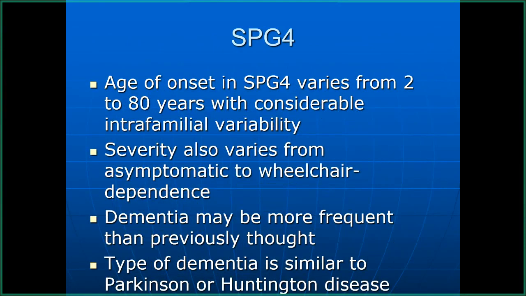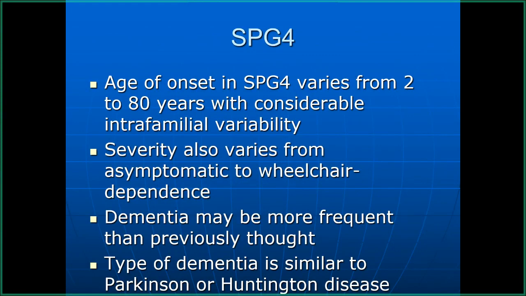Again, it varies from age of 2, actually I shouldn't say age 2, because I actually described a family with infantile onset. There are a few families, actually one of them was described in my lab, a new mutation of SPG4, and there was infantile onset. But most of it I would say 2 to 80, but again, infantile onset is rare, an exception to the rule. Severity varies, again, even within the families.